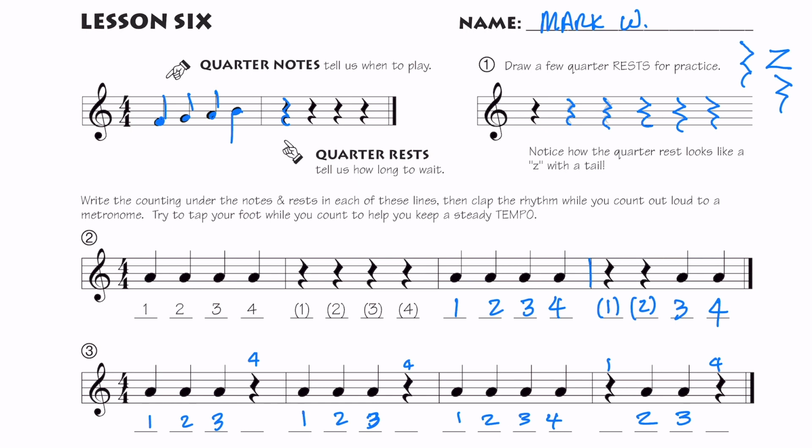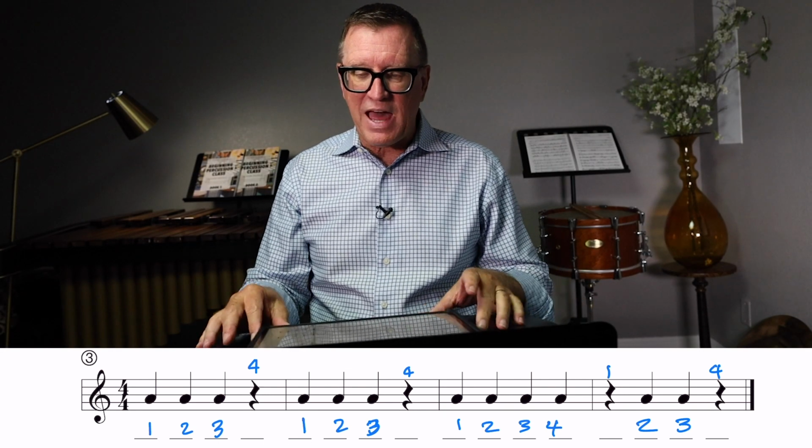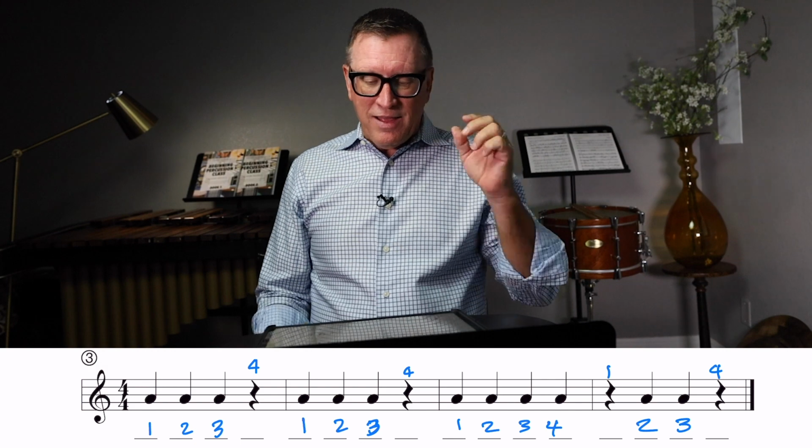I don't know why I wrote it in the book with parentheses. Some people like to do it that way. I like to write the number above the rest. Each one of those measures has 4 counts. It's just that sometimes we're going to play and sometimes we're not going to play. So let's count and clap that line very slowly.